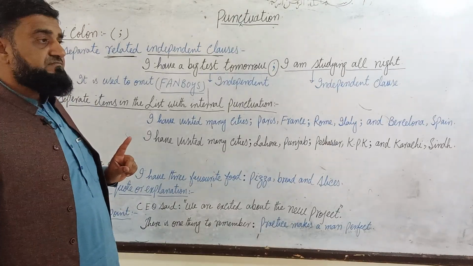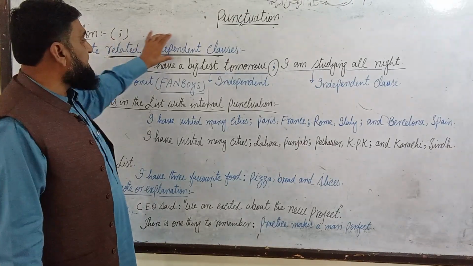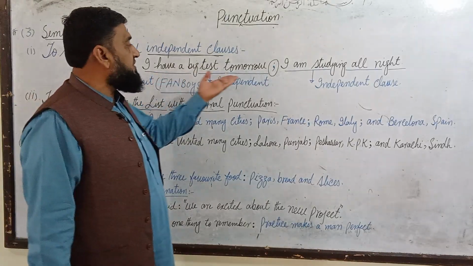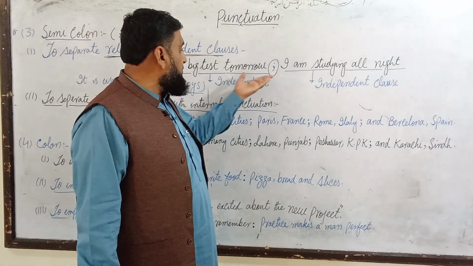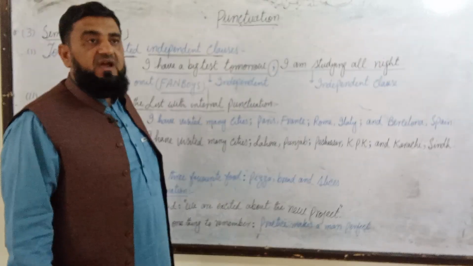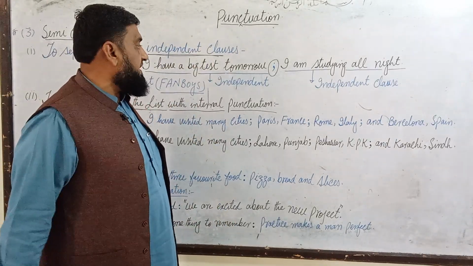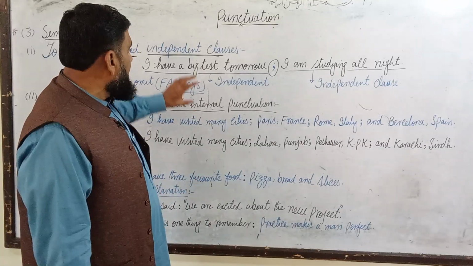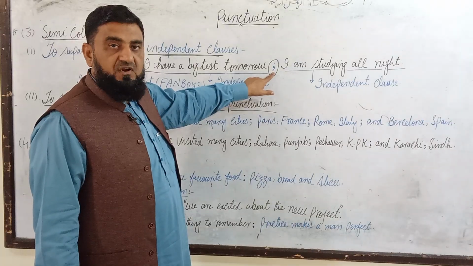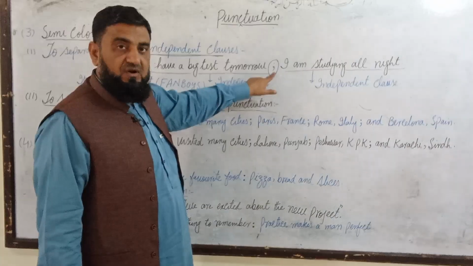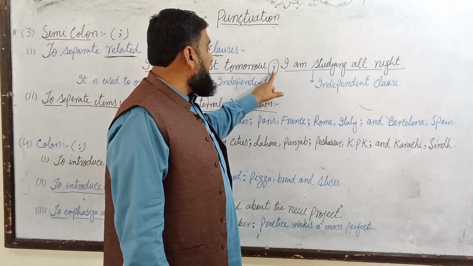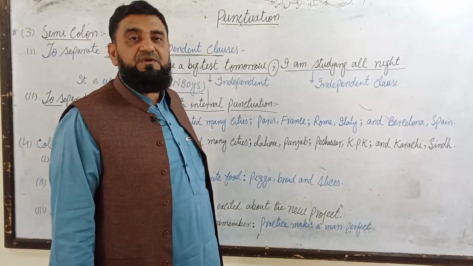Number one, to separate two related and independent clauses. Two independent clauses must be joined by a semicolon. One will be an independent clause, another will be an independent clause, and there may not be any dependent clause. So, a question will be given to you. Between two independent clauses there is a comma. That will be a wrong usage. There must be a semicolon. If one is an independent clause, another is a dependent clause, and we are using a semicolon, this will be a mistake.